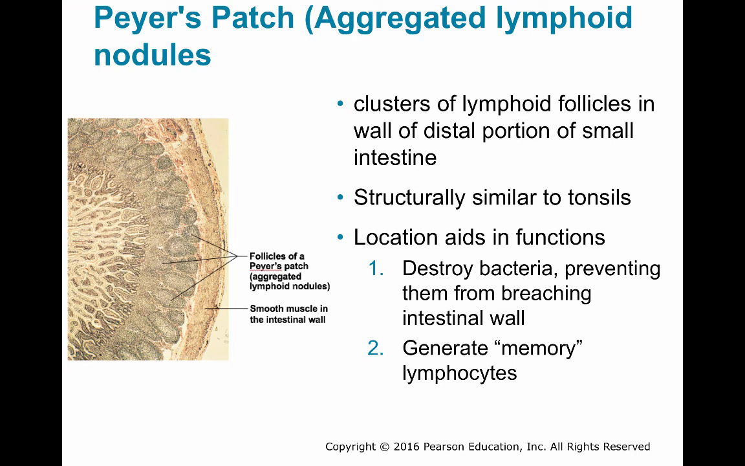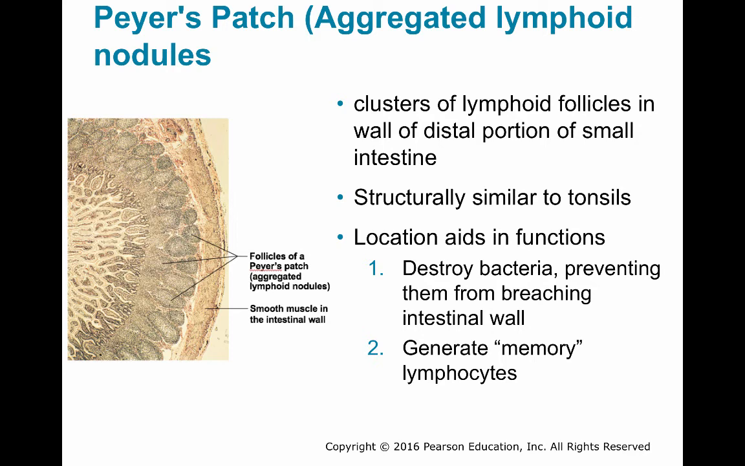We do have these Peyer's patches. These are aggregated lymph node nodules. They're clusters of lymph node follicles in the wall of the distal portion of the small intestines. They're similar in structure to tonsils, and their functions are to destroy bacteria, preventing them from breaching the intestinal wall, and it helps to generate memory lymphocytes. So later on, if we're exposed to them again, our body can get rid of them very quickly.